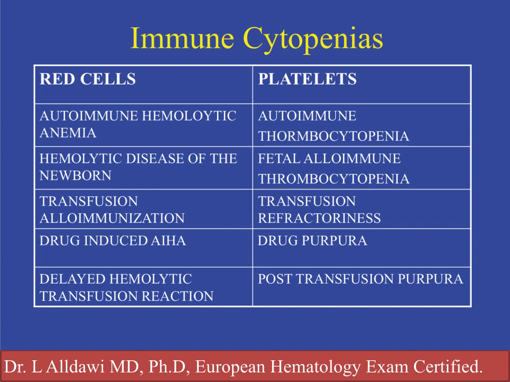With regard to immune cytopenias, I have listed red cell and platelets for comparison. We have autoimmune hemolytic anemia, and the platelet equivalent would be autoimmune thrombocytopenia. We have hemolytic disease of the newborn, and the platelet equivalent will be fetal alloimmune thrombocytopenia. We have transfusion red cell alloimmunization to red cell antigens, and we have transfusion platelet refractoriness due to HLA antibodies.